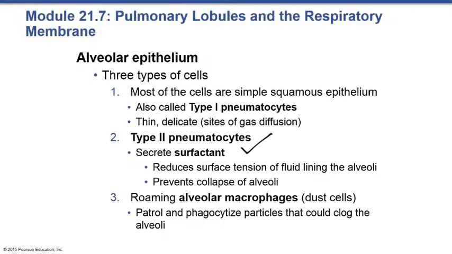Finally, there are some roaming macrophages. These are called the dust cells, and just imagine if you're breathing in, if small particles like, quote, dust could get down all the way into your alveoli, these dust cells, these alveolar macrophages, would phagocytose those things that could potentially clog up the alveolus.